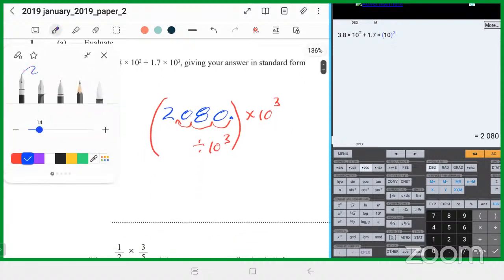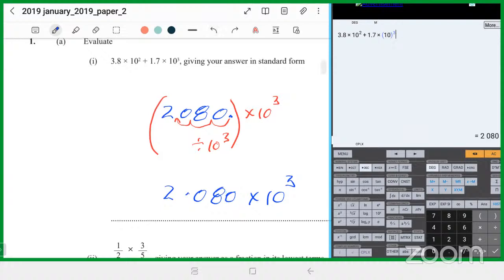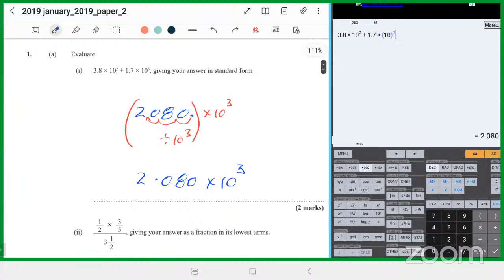So the answer comes out to be 2.080 times 10 cubed. That is the answer. This last zero I don't need to show because it is immaterial, but that is it in standard form. If you put it there or leave it off, no problem. All right, that's the answer for that one. So you should all have 2 marks already. All right, let's move on.